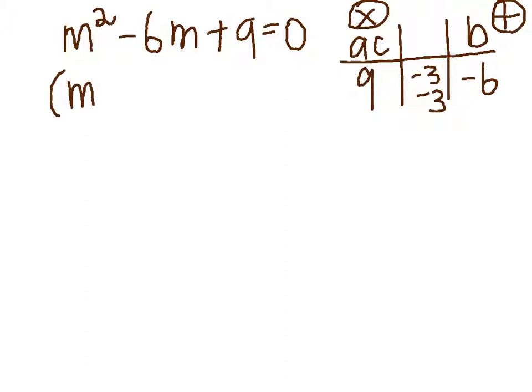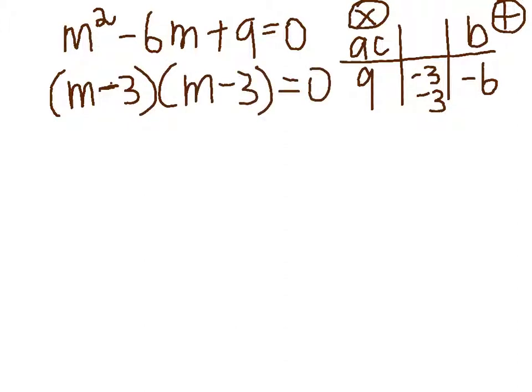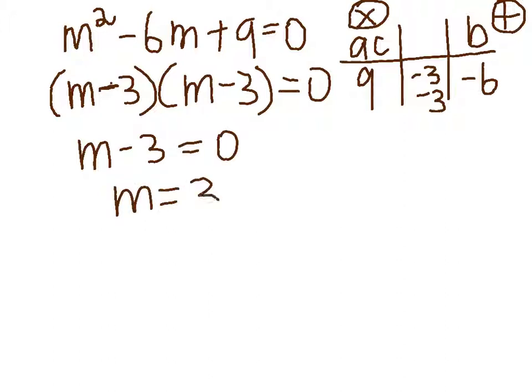So we've got m take 3 times m take 3 equals 0. Now, we know that m take 3 is going to be 0. Therefore, m will be 3.